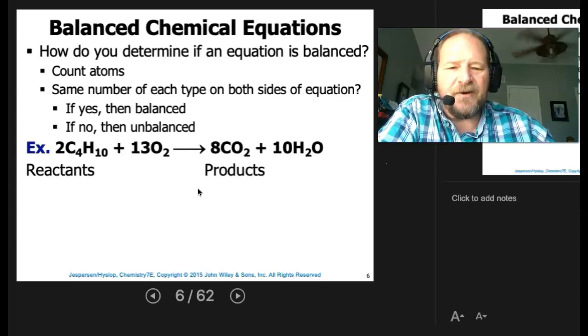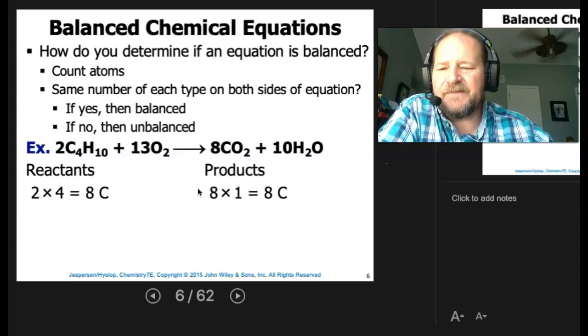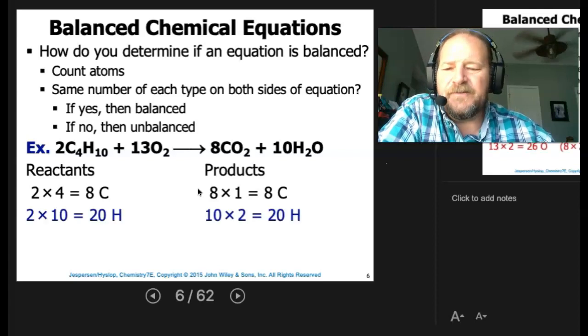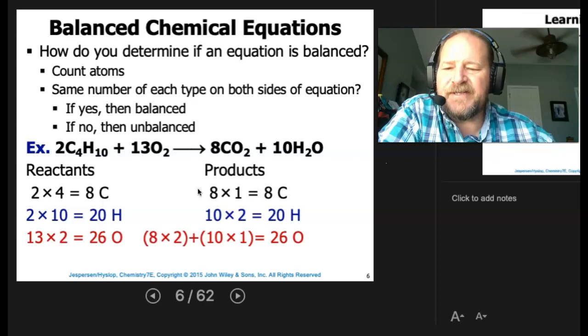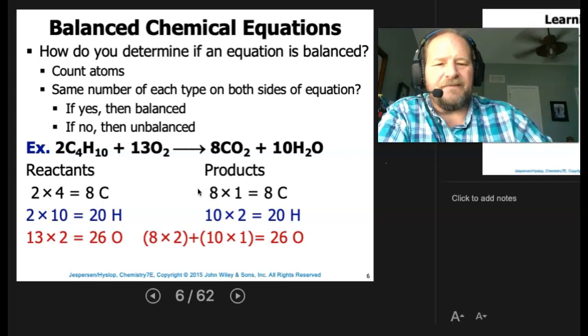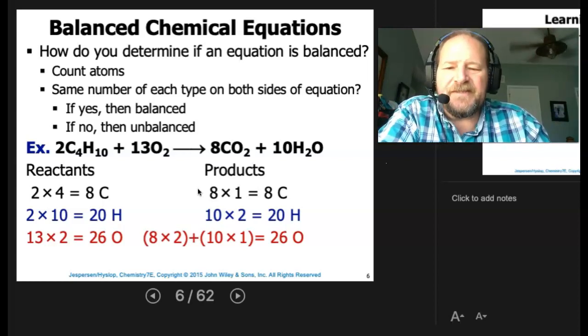So for the reactants and the products, what we would do is say, okay, we have 2 times 4 carbons gives us 8 carbons and 8 carbons. 2 times 10 gives us 20 hydrogens. 10 times 2, 20 hydrogens. 13 times 2, 26 oxygen. Now the oxygen on the product side breaks down a little differently. So here we have 8 times 2, right, because we have 8 CO2s. And then we have 10 times 1 because we have 10 waters, each with 1.